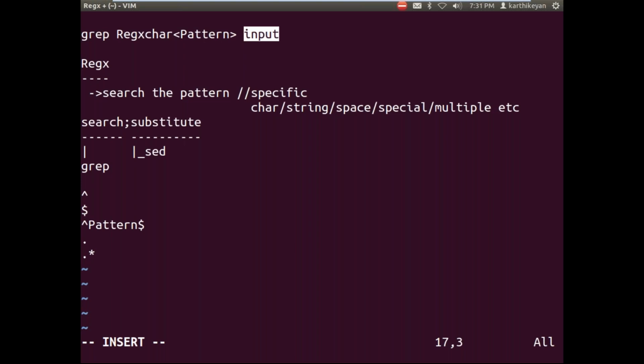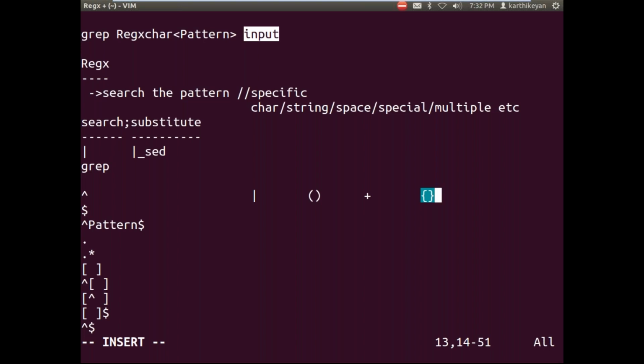Another one is dot star, then character class, matching a character from the beginning, not matching the character, matching a character at the end, finding an empty line, and followed by a few other special characters like the pipe symbol for grouping, the plus symbol for repetition, and curly braces. Using these special characters, we find the pattern in a more specific, pattern-based way.